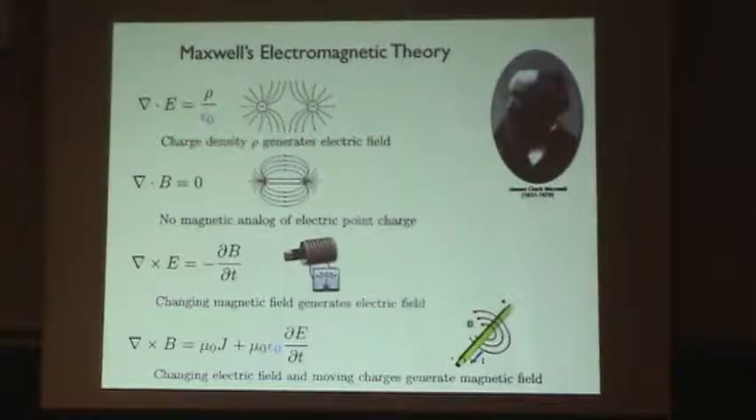And in 1867, Maxwell wrote down his theory, which provided a unified description of all of these things. So it's four very simple, beautiful equations, which I thought I have to write. They're on t-shirts, so I have to write them.